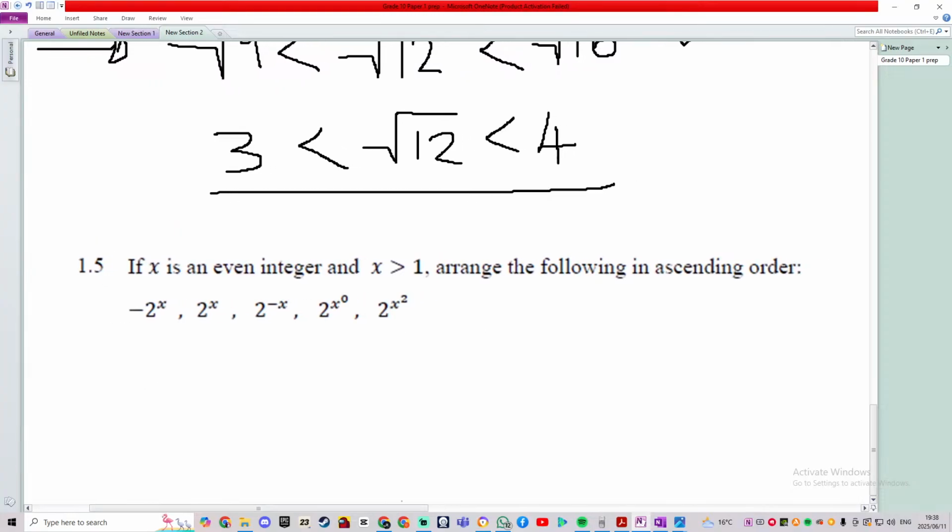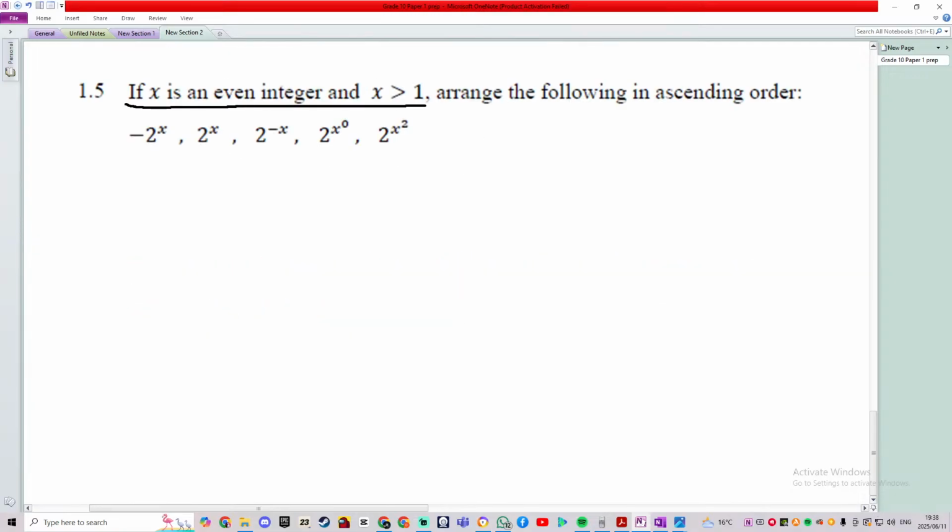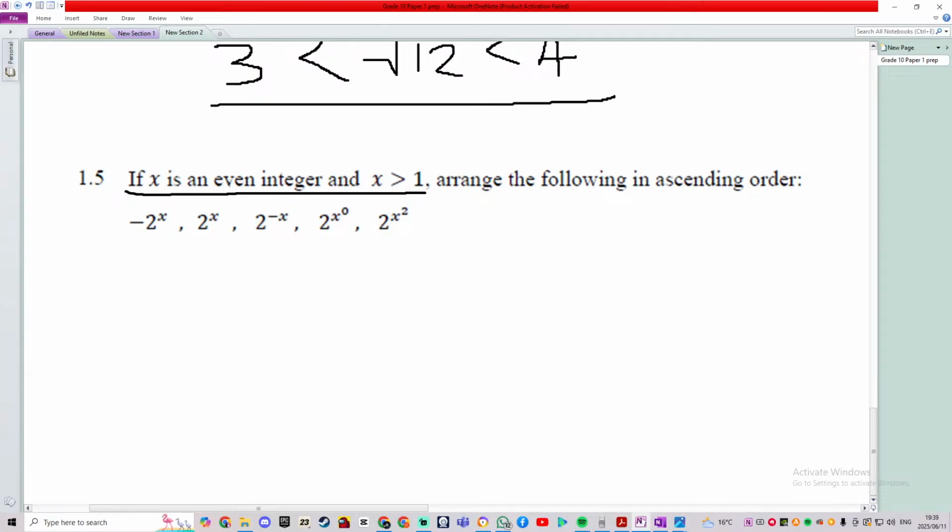Okay, this one. I looked at it and I was like, ah, but then I realized, calm down. Minus 2 to the power of x, 2 to the power of x, 2 to the power of negative x. They say if x is an even integer and x is bigger than 1, arrange the following in ascending order. Firstly, if we don't know what ascending order means, then we are already cooked from the start. Ascending is from biggest to smallest. No, I know I'm lying. It is from smallest to biggest. You see how easy it is to mix it up when you don't think.